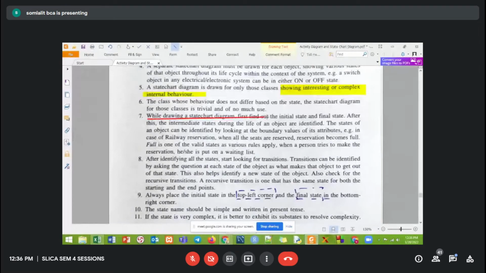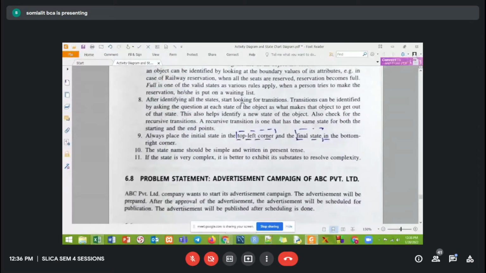Find out the initial state and the final state. This is must. Fix what is the initial state and what will be the final state. They have given some example. You can read it by your own. After identifying all the states, then you need to look for the transitions. Okay. In the beginning, you need to fix the states, and then only you need to go ahead with the transition from one state to another.